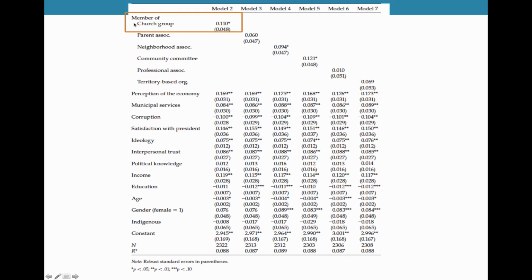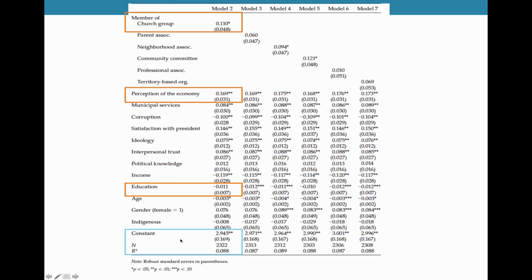Okay, that's a type of participation in a civil society organization. That's part of their main independent variable. And then perception of the economy, that's one of their confounds. Education, that's one of their confounds. So all of these are different potential independent variables. And look down at the bottom.